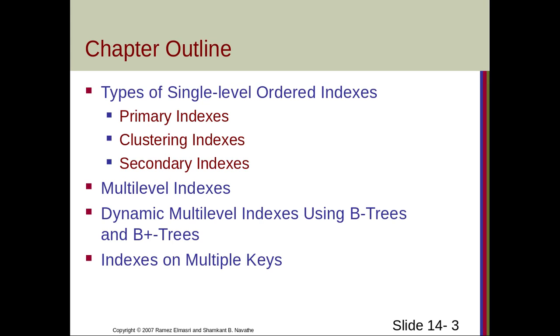The chapter outline is like this: types of single level ordered indexes. Single level ordered indexes means primary indexes, secondary indexes, or clustering indexes. Then multi-level indexes are also there. Today we are going to discuss that much only. Dynamic multi-level indexes using B trees and B plus trees are also possible, and indexes on multiple keys are also possible. So today our discussion is limited to single level indexes as well as multi-level indexes.